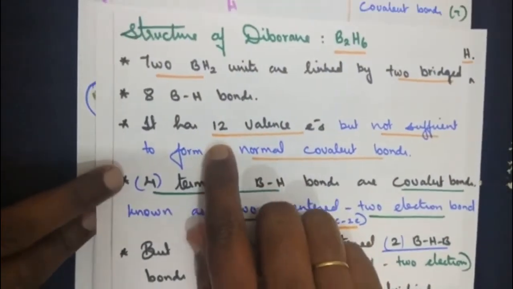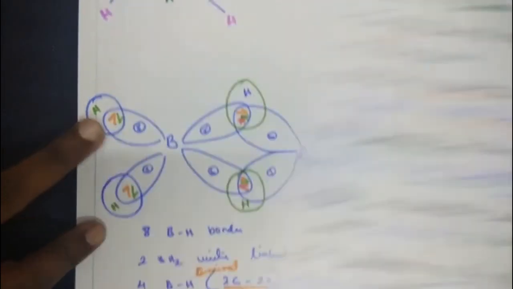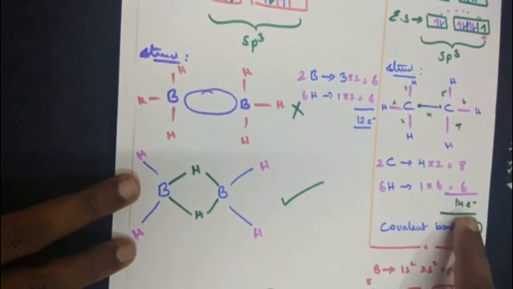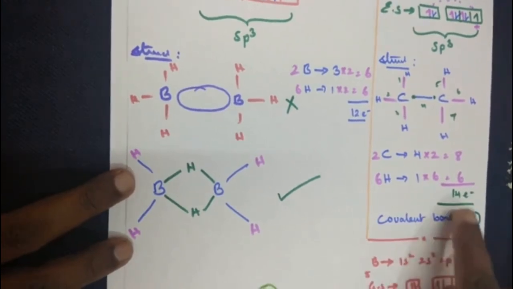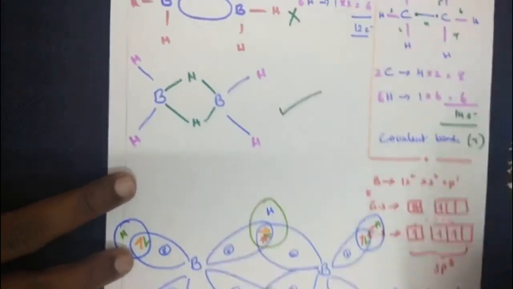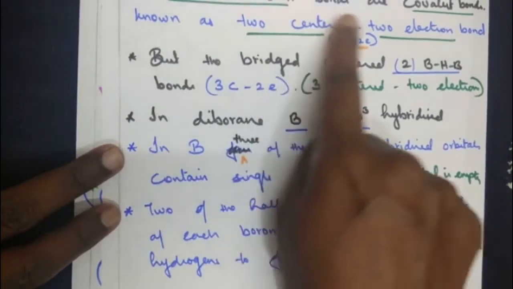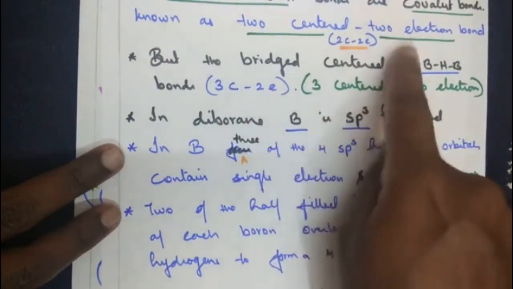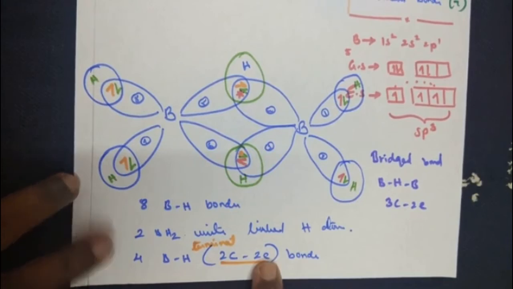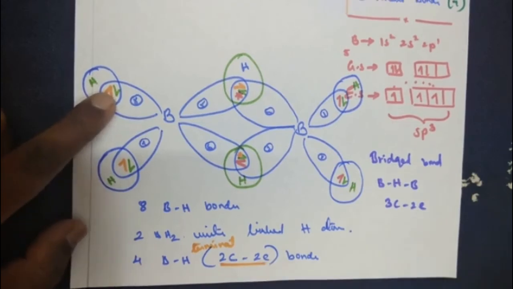Now, it has 12 valence electrons, but that is not sufficient to form the covalent bonds. I have shown you how we get the 12 valence electrons. To form 7 bonds we should have 7 covalent bonds, that is 14 electrons, but we have only 12, and that is how the structure differs from the ethane molecule. We have seen it. Point number 4: 4 terminal BH bonds are covalent bonds known as two-centered 2-electron bonds. I just explained how we get the two-centered 2-electron terminal bonds. Hydrogen is 1 center, boron is 1 center, made up of 2 electrons here.